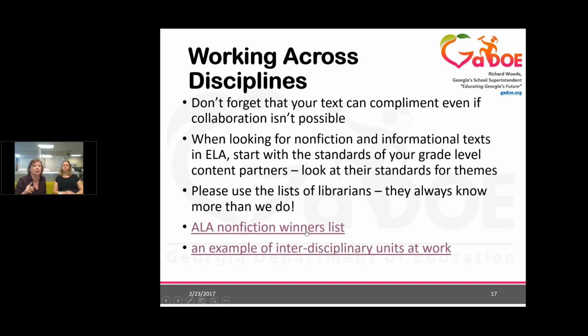NCTE has a great Twitter feed, and recently, I don't know if it was just serendipitous or what, they've been posting a lot about nonfiction and informational texts, and their tweets were helpful in finding some resources for this presentation and for my teaching. So the ALA nonfiction winners list is taking just a second to load. Sorry about that.